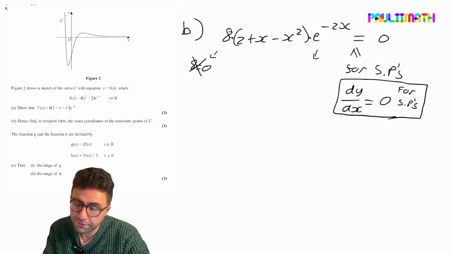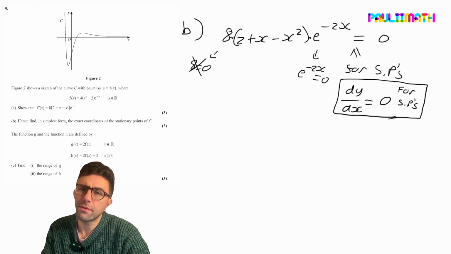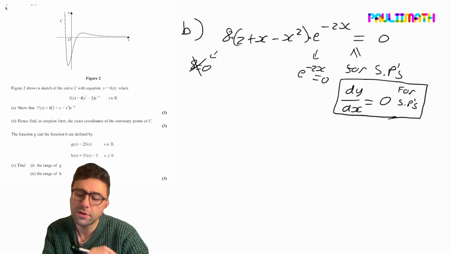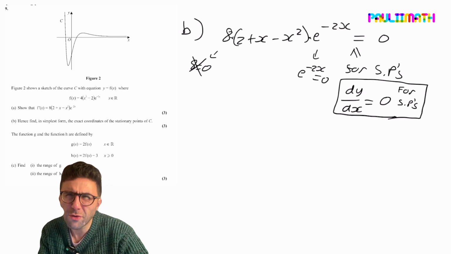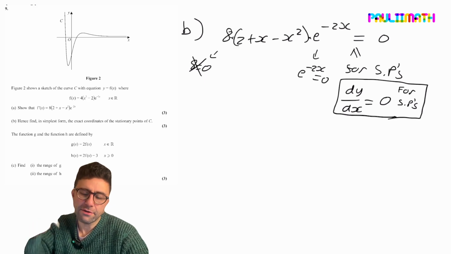You could have e to the minus 2x equals 0. However, try it. I dare you. I dare you to do ln 0 in your calculator. Go on then. You're not going to do it, are you? You're not brave enough, because it's going to give you a math error.